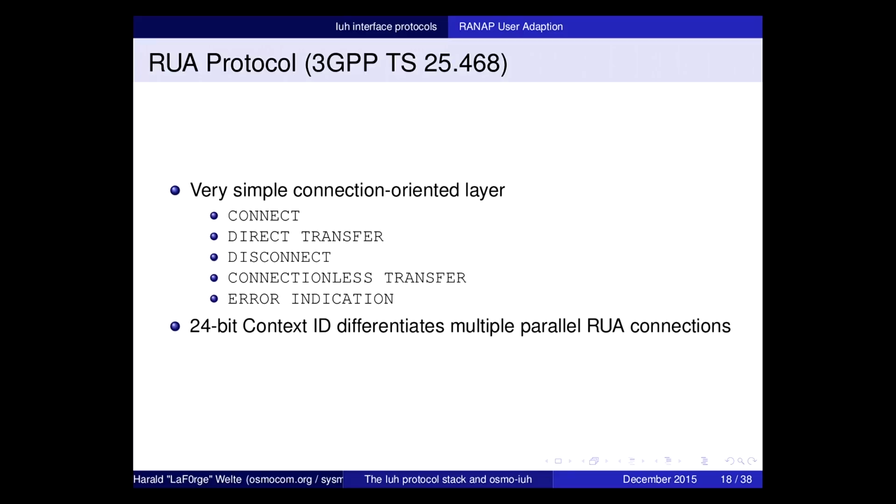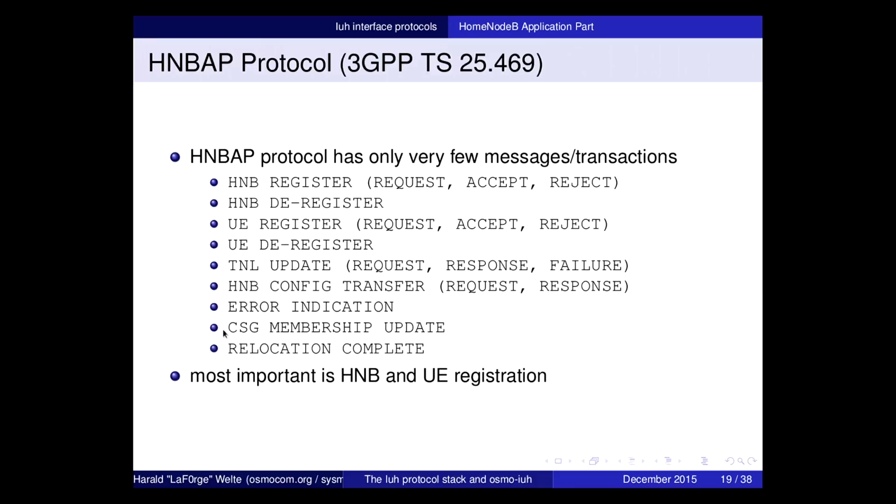So we can have multiple connections in parallel over a signaling link, and they are distinguished by a 24-bit context ID to differentiate those multiple parallel connections. Think of it like a port number in the case of UDP, or whatever else you might want to compare it to. If you look at this and read the spec, you think, oh, it's nothing. You implement 5-6 message types and that's it. Well, there are a bit more details to that, but we'll get back to this later.